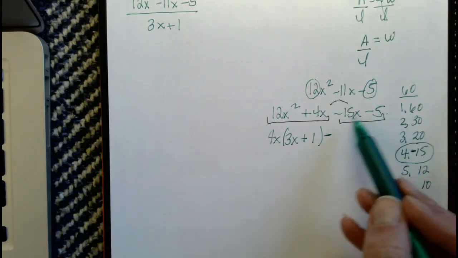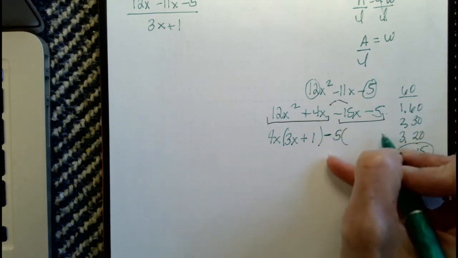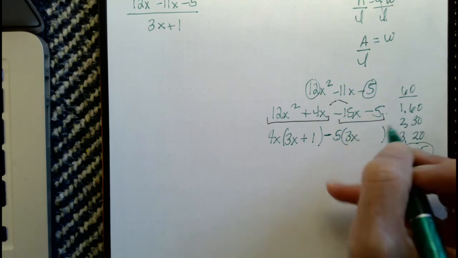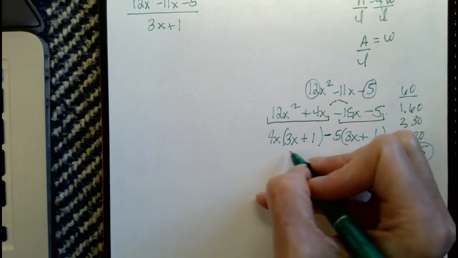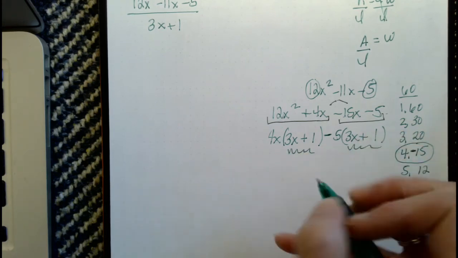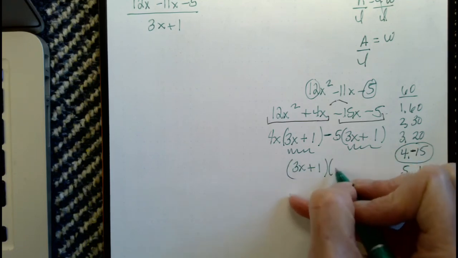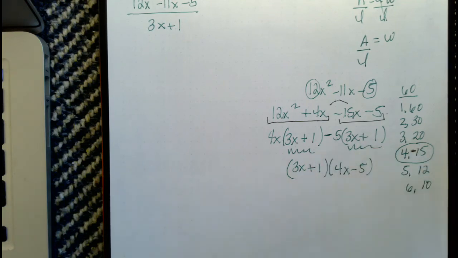Greatest common factor between 15 and 5. The biggest number that divides into both is 5. And negative 15x divided by negative 5 is 3x. Negative 5 divided by negative 5 is positive 1. So what we have here is a 3x plus 1 and a 4x minus 5. So we've got the 3x plus 1, which is the same in both groups. And then we've got the 4x minus 5, which is different in both groups.